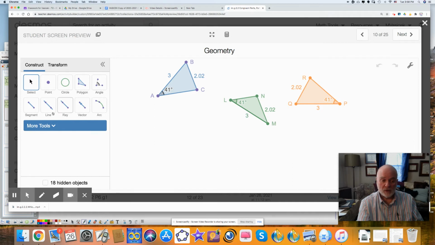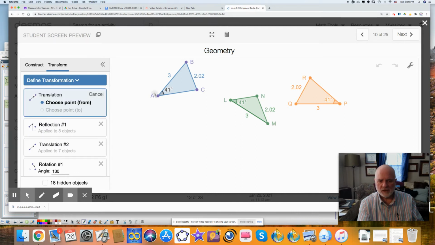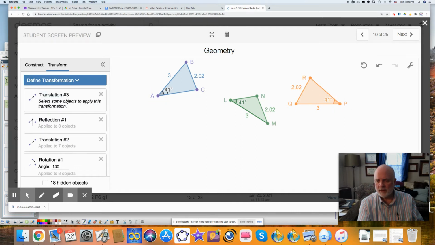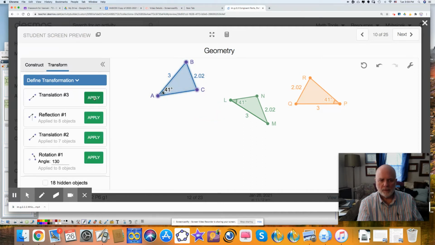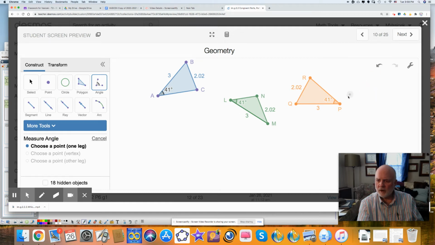That's fine. I'm going to start by defining a transformation. I'm not going to mess with these ones that are there. I'm going to define a translation from A to point P. And I'll take my original triangle, my original setup here, and I will apply that transformation. Now I'm going to rotate around this point. What angle? Well, I have to measure the angle.